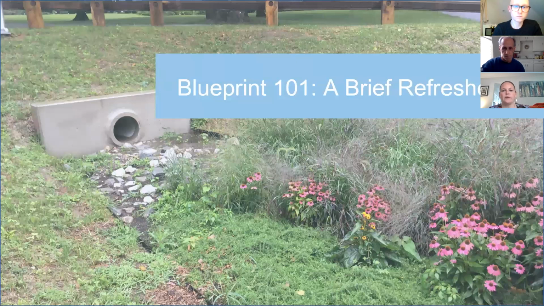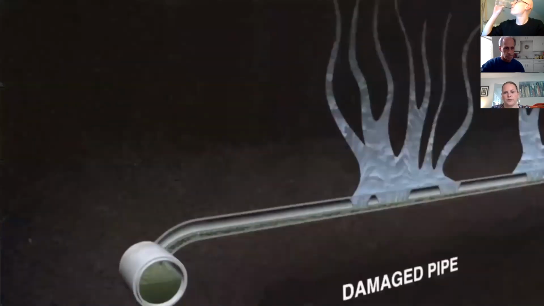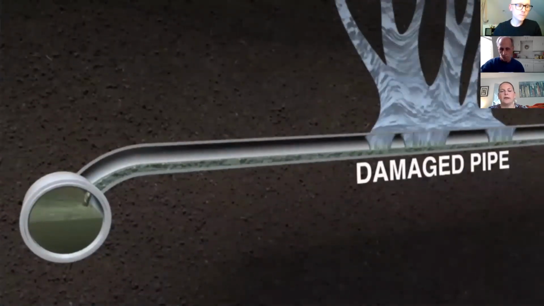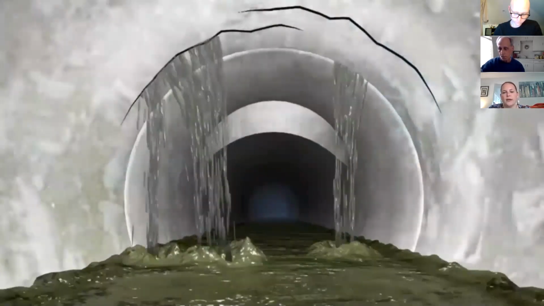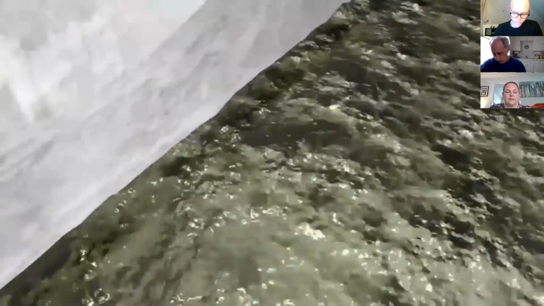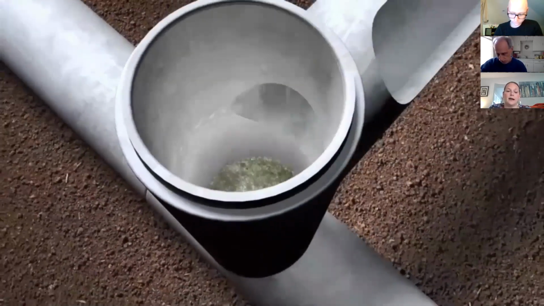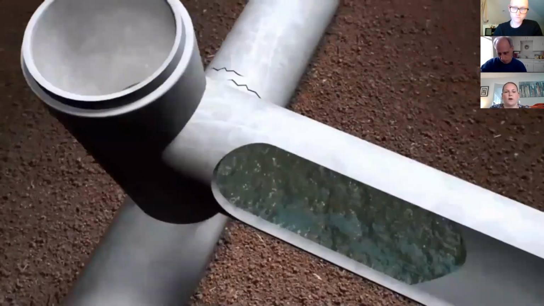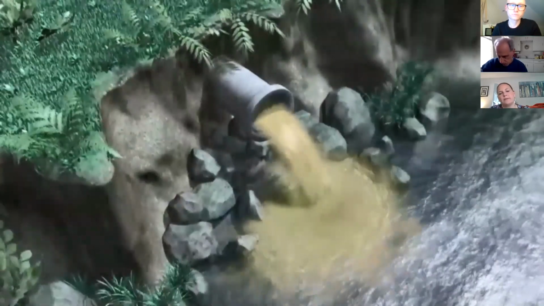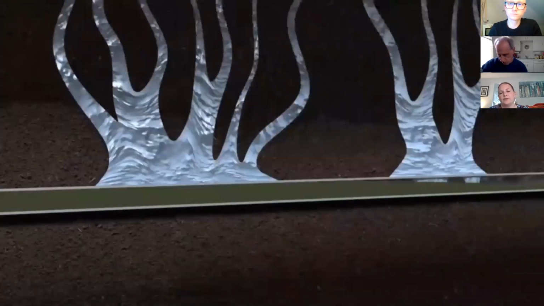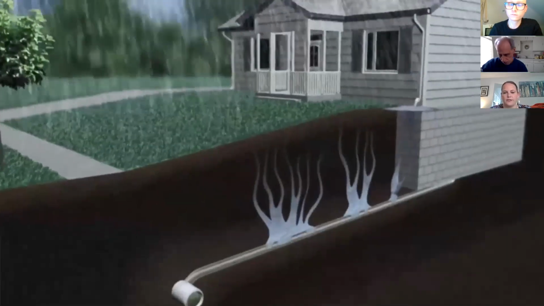So we'll start with Blueprint 101, a brief refresher. So Blueprint is the City of Columbus's solution to solving sanitary sewer overflows. So what's going on is the rainwater that's falling is getting into our sanitary sewer system through cracks and holes in our pipes, in the sanitary pipes. And the sanitary system was not designed to carry both rainwater and sanitary water. So what happens is it overflows, and it either overflows into the river or the stream, or it backs up into our basements, neither of which is pleasant.